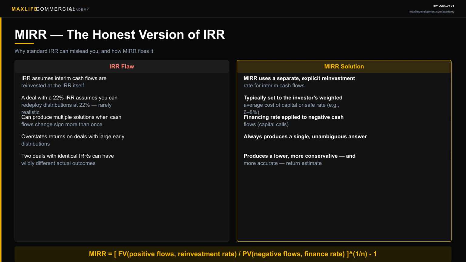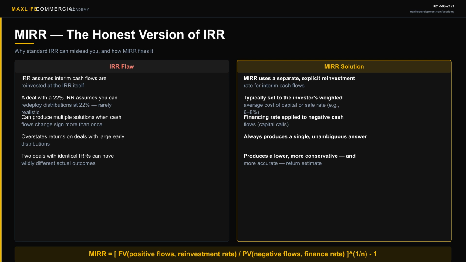Worse, when a deal's cash flows change sign more than once, say you have a capital call partway through the hold, IRR can mathematically produce multiple valid answers, which is useless for decision making. MIRR fixes all of this by using two explicit, honest rates.